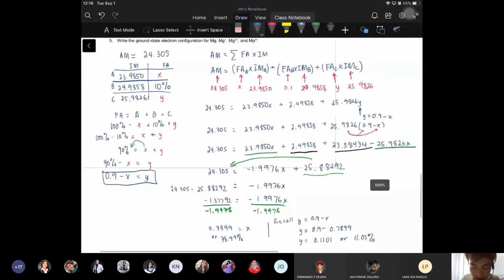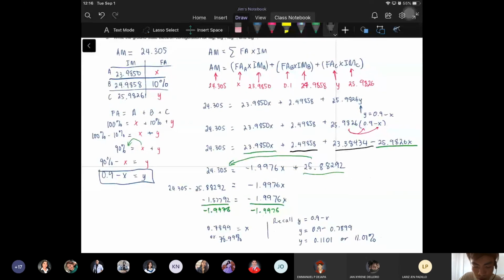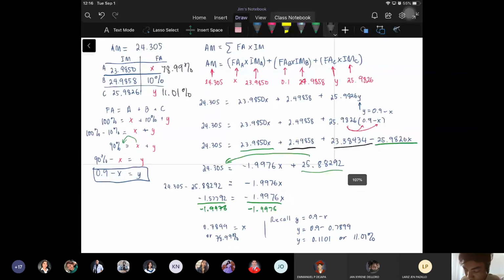So that means the fractional abundance of A is 78.99%. For B, that's 10%, according to the problem. And for C, that's 11.01%. Okay, so that's my final answer.